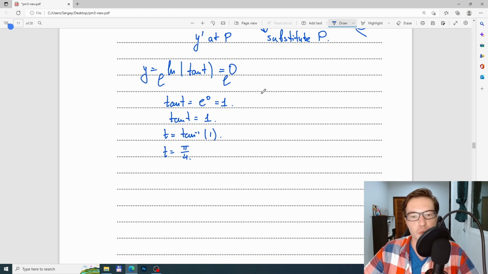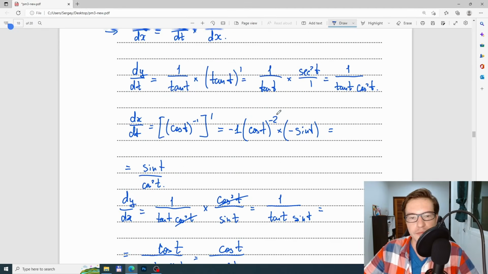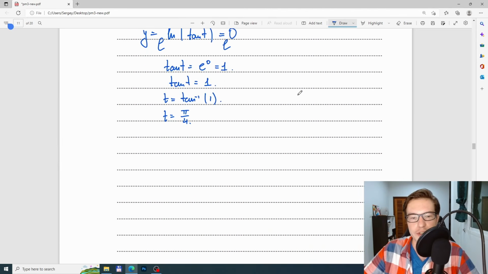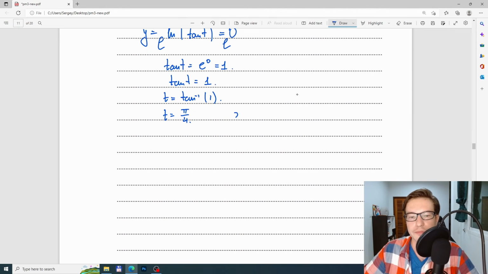Now, what about the x and y coordinates of t? Again, let's have a look at the question. We have the formula for x and y coordinates. x equals 1 over cosine t. So from here, x equals 1 over cosine pi over 4.